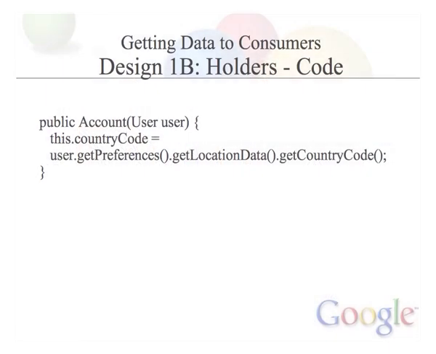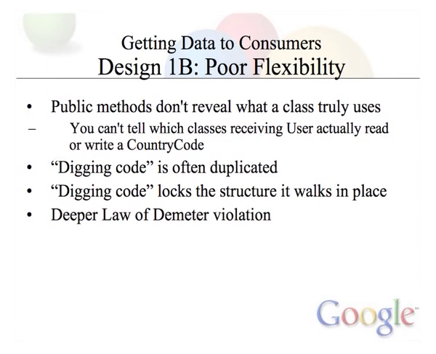Okay, this code has flexibility concerns. I already said public methods don't really reveal what's going on. Also, we've got this code that Tracy just discussed that digs down into the structure that we're passing around. It's often duplicated. If we've got two places in the system that need the country code, we often see the same dotted code to dig it out.